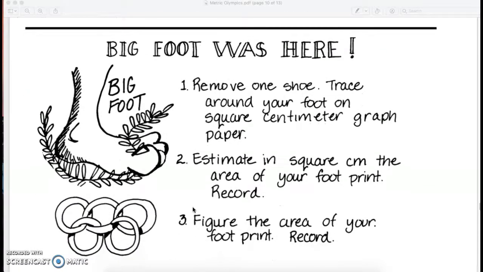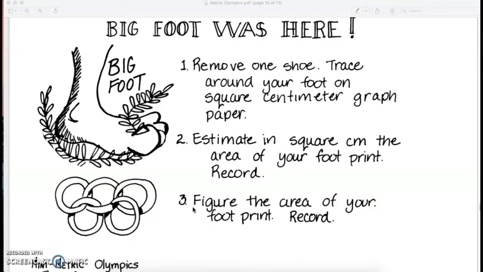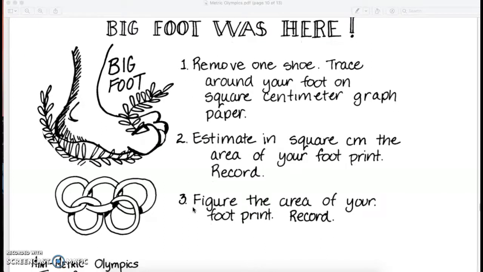All right, now this one gets a little tricky. It says Bigfoot was here. So remove one shoe, trace around your foot on a square centimeter graph paper. Now, not everyone has that. If you can Google square centimeter graph paper and print off a sheet because you have a printer at home, great. If not, just try the best that you can.